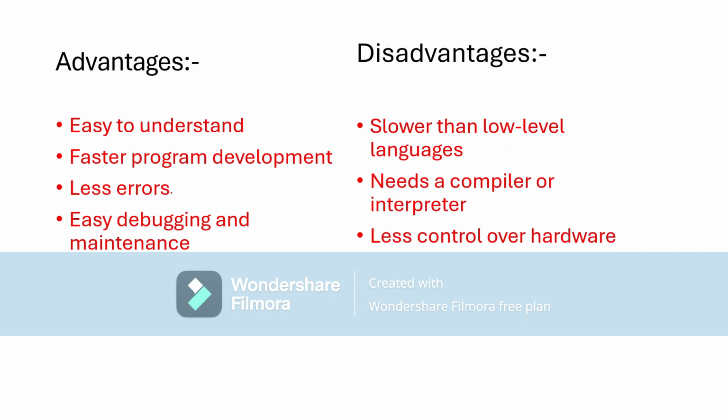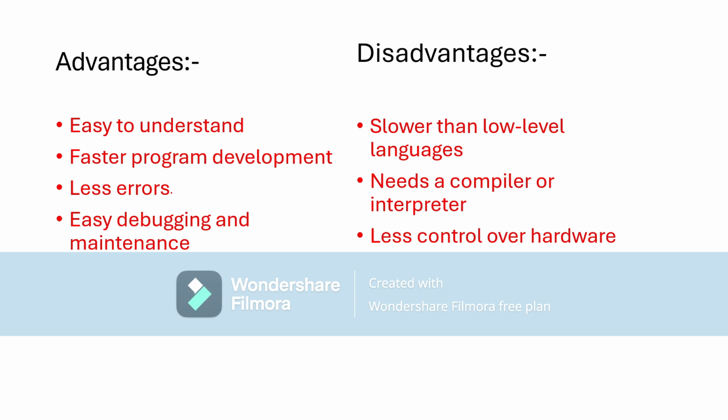Next, easy debugging and maintenance. Debugging means finding and fixing errors in a program. We can easily find out what the error is and fix it. But in computer languages we can't even understand what the error is, so we can't fix it.